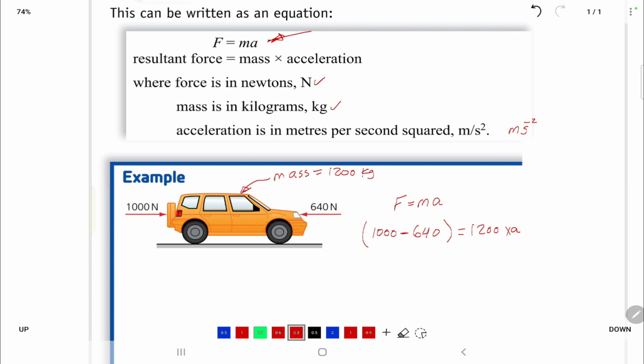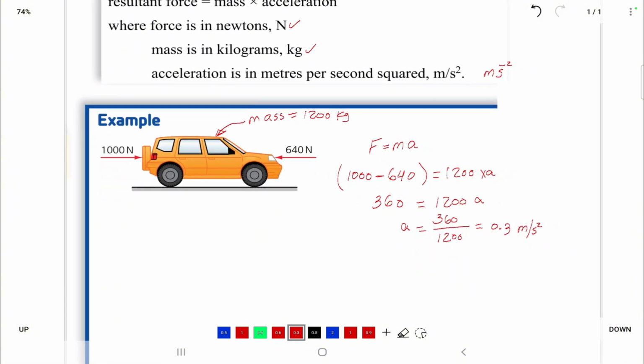So from this one, this will be 360 equals 1200 a. So a will be 360 over 1200, and this will equal 0.3 m/s². Now we will go to the next example.